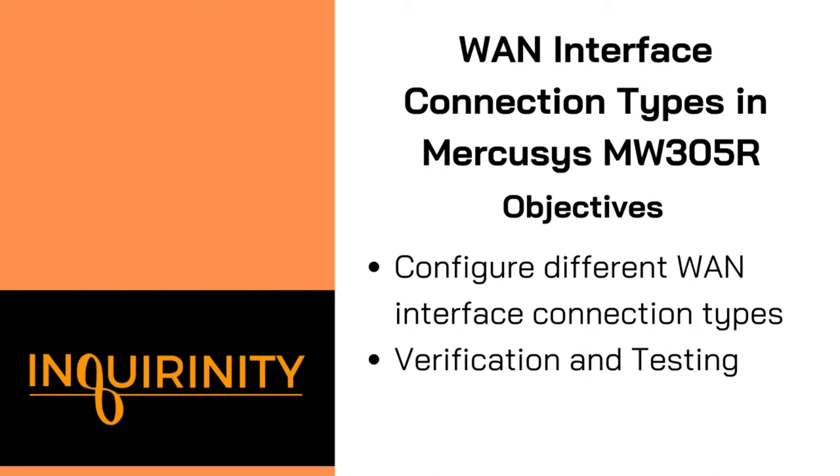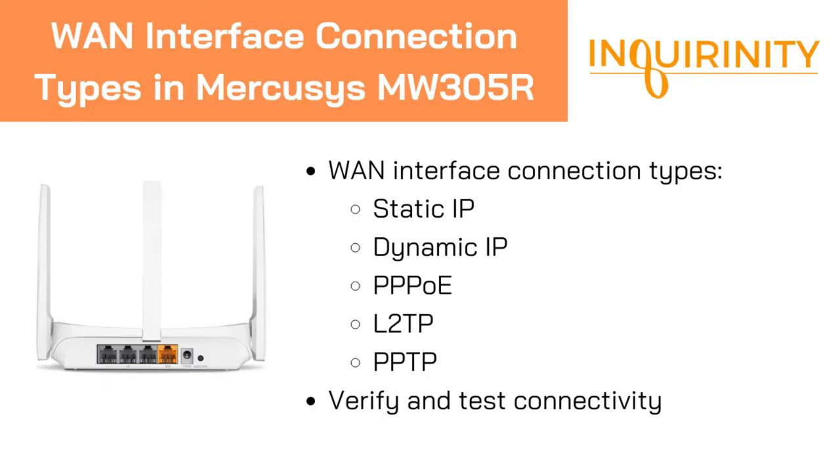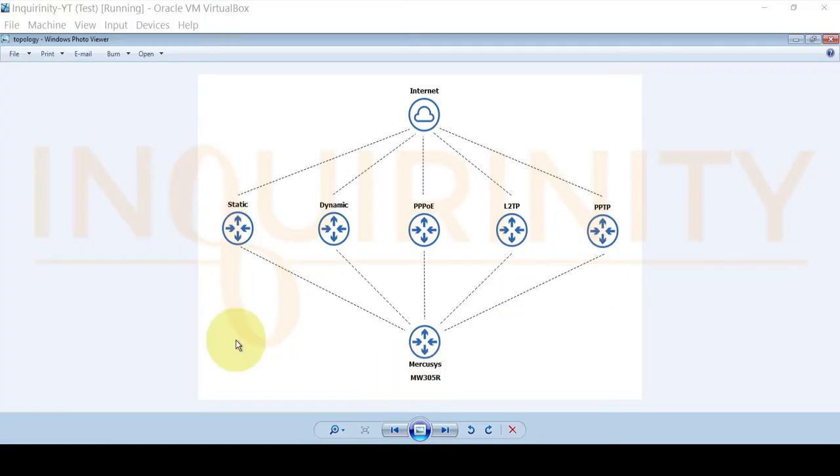to have internet connectivity. So we have 5 WAN interface connection types, namely static IP or dynamic IP. Then we have PPPoE, L2TP, and Point-to-Point Tunneling Protocol or PPTP. As usual, we will verify and test that on each connection type, we will be able to at least reach internet addresses. So this will be our topology for this video tutorial.